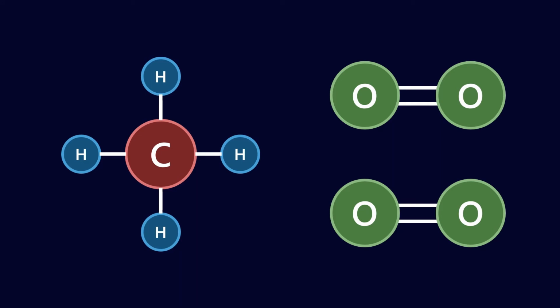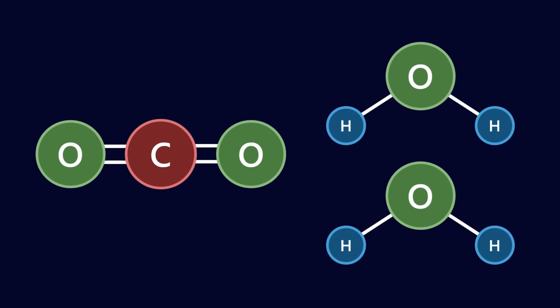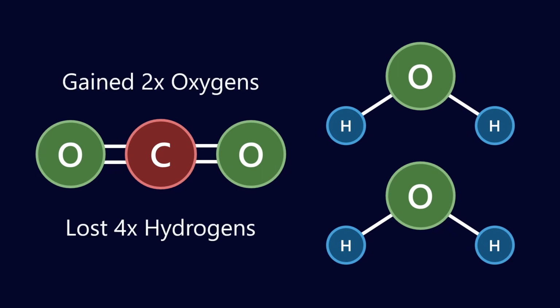So let's think of that reaction. We have a methane molecule and 2 oxygens, and it would combine into carbon dioxide and water. So what's happened to the carbon? Well, the carbon has gained 2 oxygens, or alternatively, you can think of it as it lost 4 hydrogens. So as per our previous definitions, it was oxidized because it gained oxygens or it lost hydrogens.